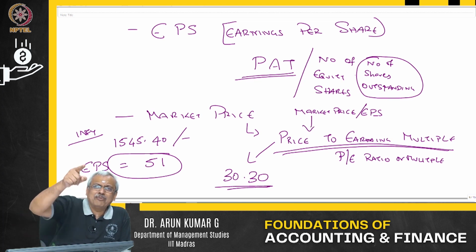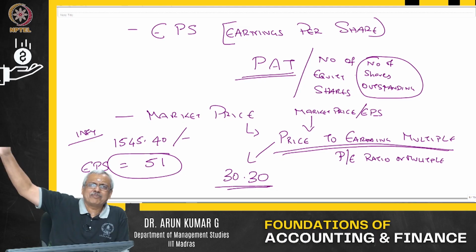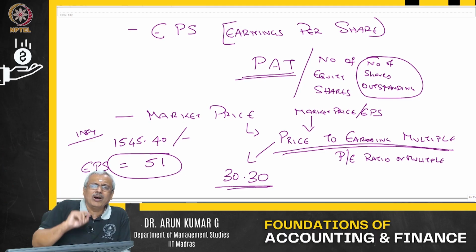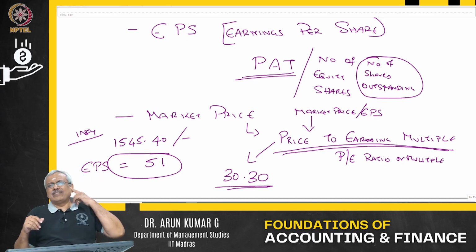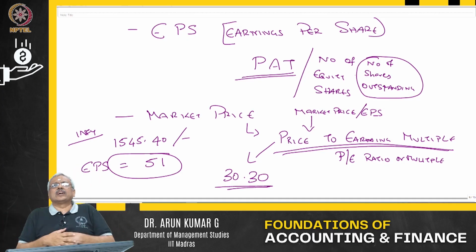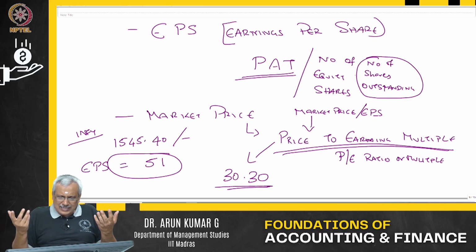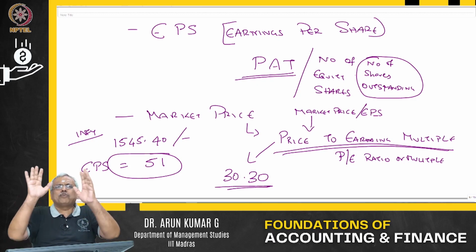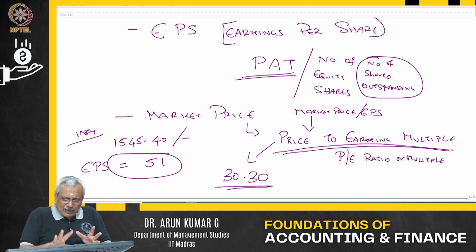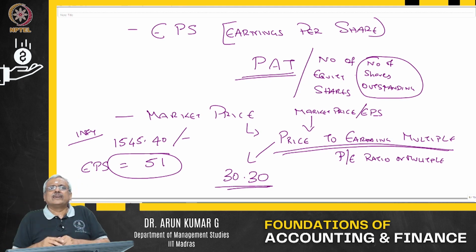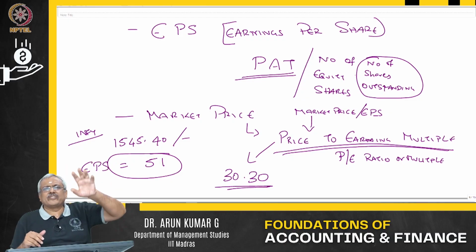I have my EPS ready, I have my market price ready. So now I know the price earning multiple. I will know how many times I multiply the EPS to get the market price. I have a rough range. Will the PE keep changing every minute? Yes, the PE can keep changing every second if you keep calculating, but I have a ballpark figure. I know the PE is in the range of roughly around 30. I know the EPS is in the range of 51, fine.